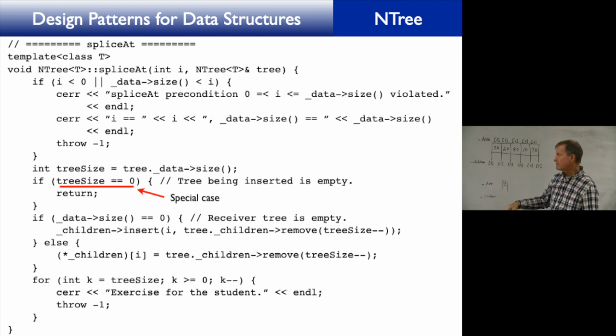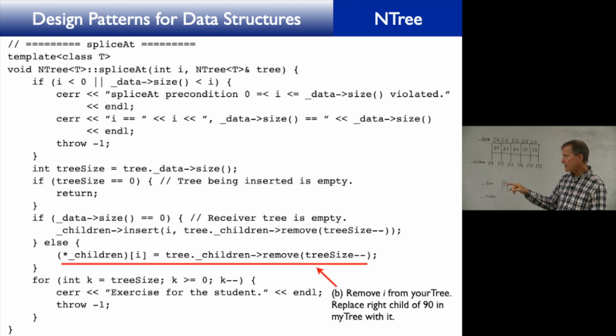And then there's another special case for the receiver tree being empty. If the receiver tree is empty, that's underscore data arrow size equals 0, then we have this special case where we just insert the tree to be inserted, the right-hand side, into the receiver tree.